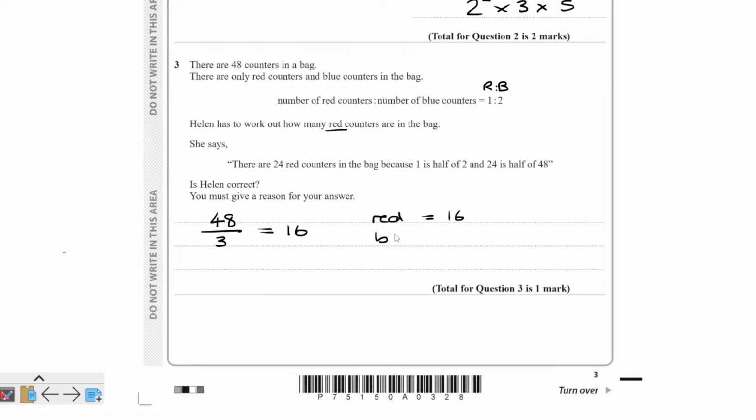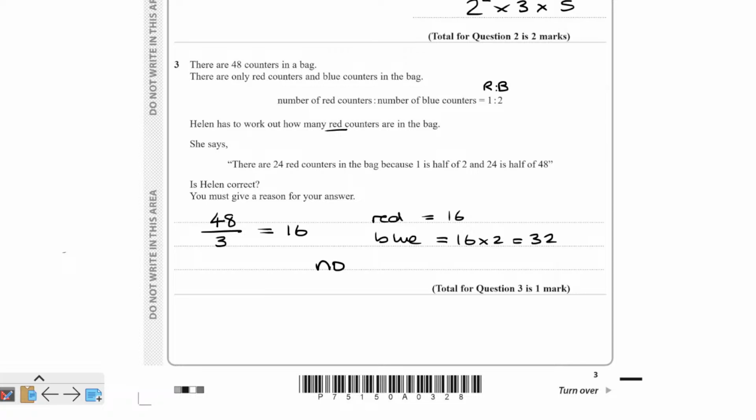If you wanted to work out blue, you don't have to in this case, but if you wanted to, you would do 16 times 2 because there are two parts, which is 32. And you see how those two should add up to the original 48. So we've worked out that red is actually 16. So is Helen correct? Well, no. And sometimes it's hard to explain why they're incorrect, so that's why I like to just write down the actual correct working, because that's normally enough in the mark scheme for an explanation.